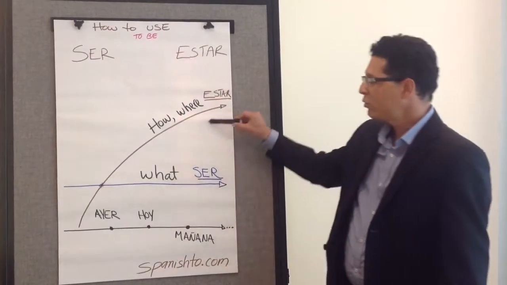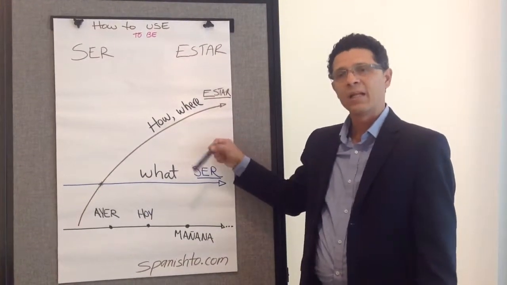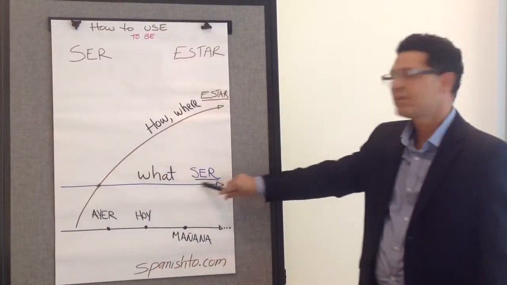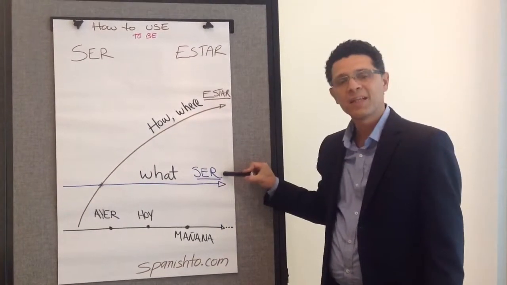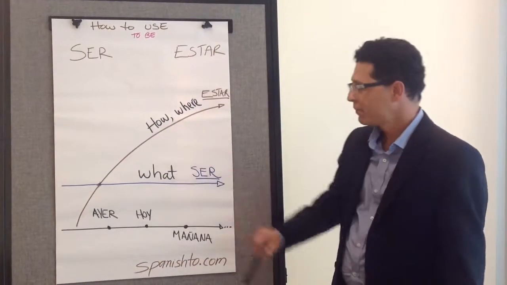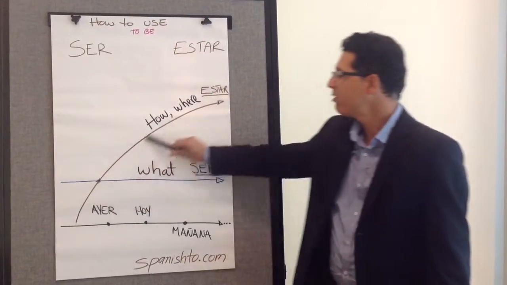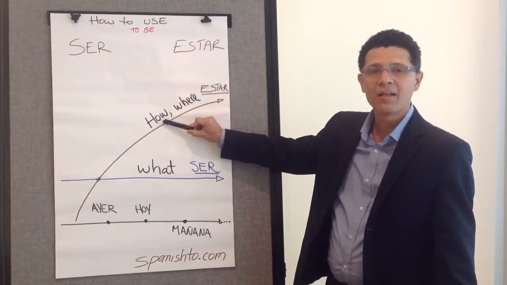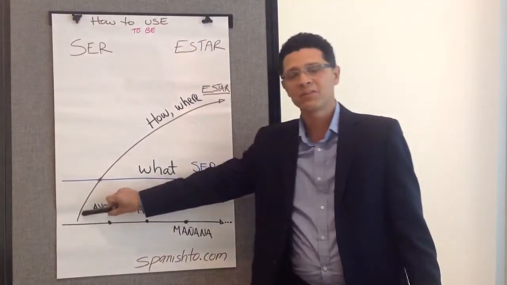So I drew a graphic here to show you the interaction of the two verbs and then the comparison to English. So this line here represents the verb ser in time. As we notice, the verb ser does not change in time. And we're going to call that line the what line. And to represent the verb estar, we're going to draw a curve that intersects ser, and we're going to call that line the how and where line. Everything in reference of time.